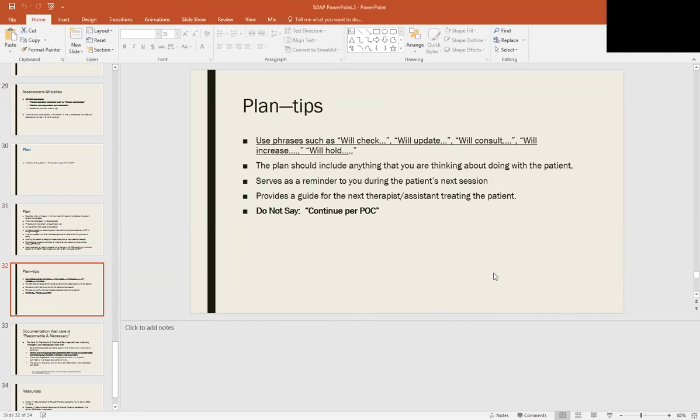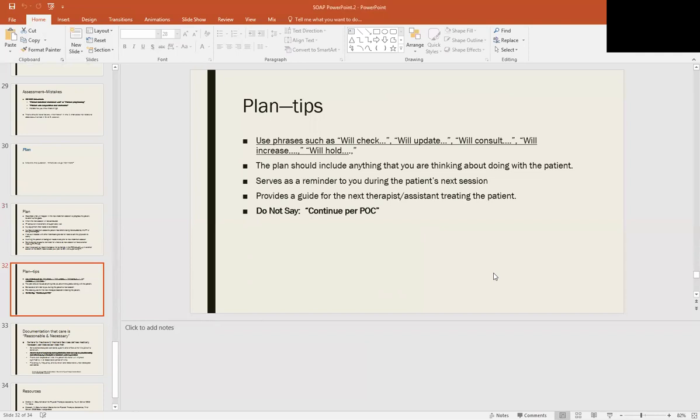Okay. Tips for your plan, you can use phrases such as we'll check, we'll update, we'll consult, we'll increase, or we'll hold. The plan includes anything you're thinking about doing with the patient. Again, it's a reminder for you for the next patient section and it guides the next treatment. Okay, and then here we have again a do not say continue per plan of care. If you only write that, you will receive a fail for that section of the SOAP note. Okay, you need to write something specific.